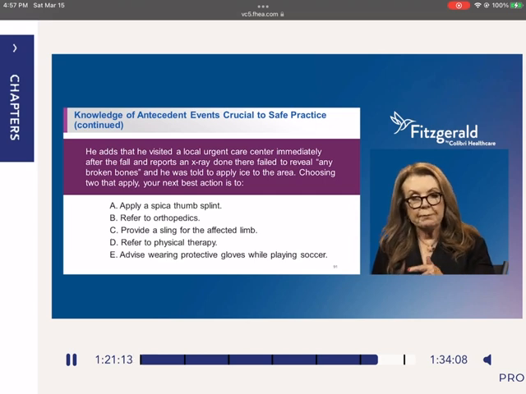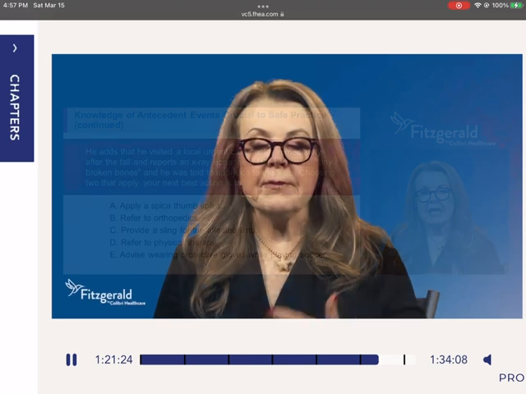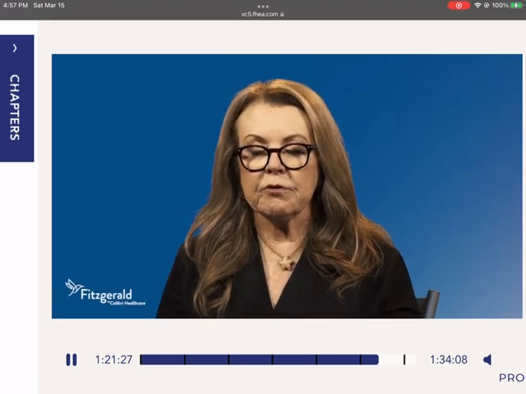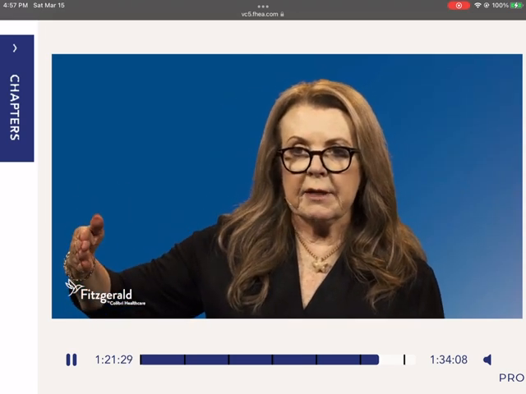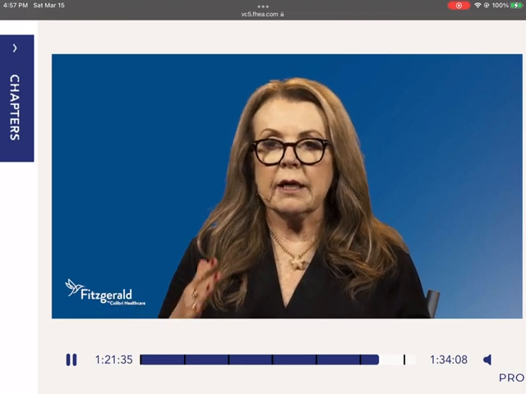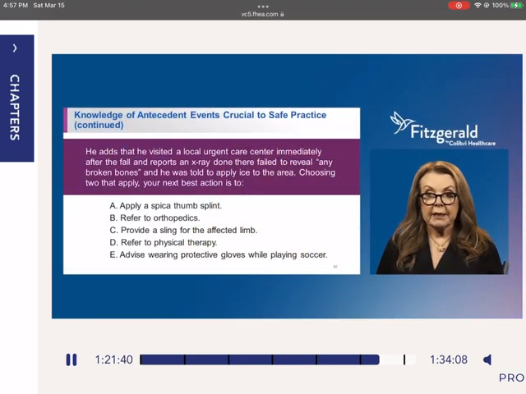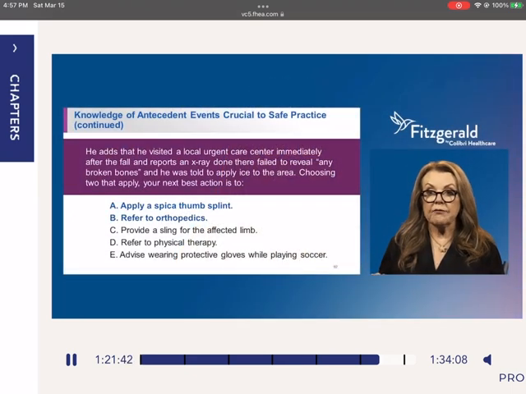That could be a helpful piece of advice, but let's make sure that we have a really good diagnosis here. C, provide a sling to the affected limb. Keep in mind in primary care, a sling is generally kind of a stopgap measure we do to keep a hand or a forearm supported until we're able to do something else. B, refer to orthopedics. Yes, that's going to be one of the correct answers. And what's the other is apply a spica thumb splint. What do you want to do here? You want to refer to orthopedics.